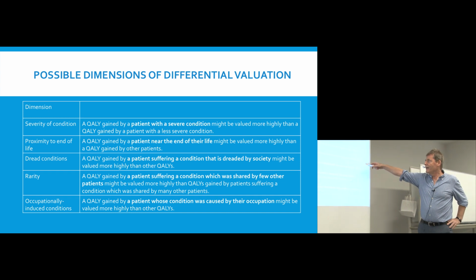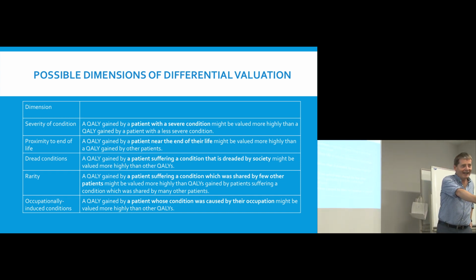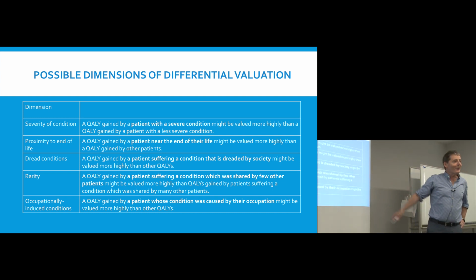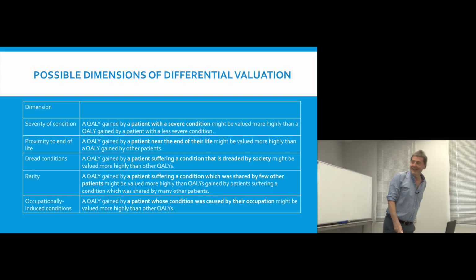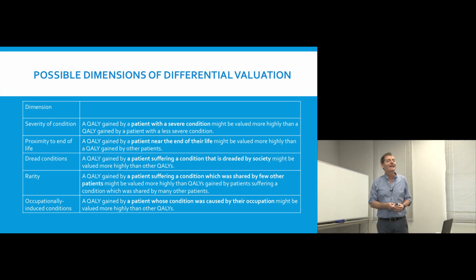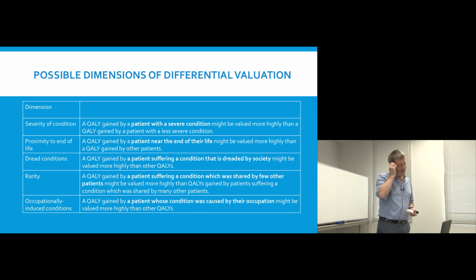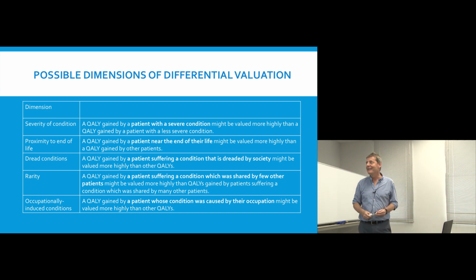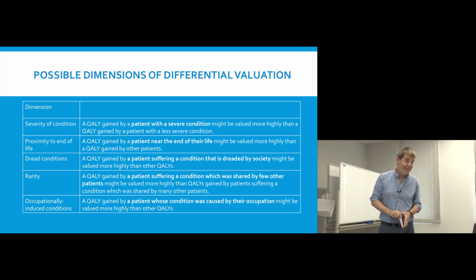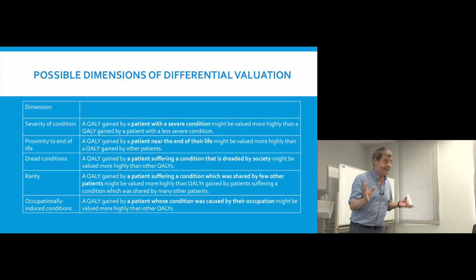Another example is proximity to end of life. There's a suggestion that a QALY gained by a patient who's near the end of their life might be valued more highly than a QALY to somebody who's not near the end of their life. And again, the evidence on this is quite mixed. There have been quite a few studies that have attempted to ask the public about their preferences here.